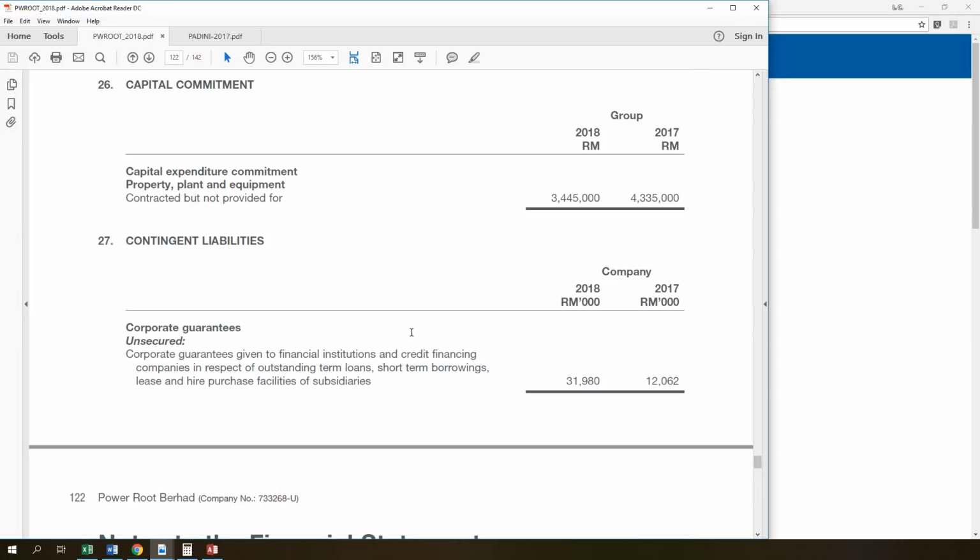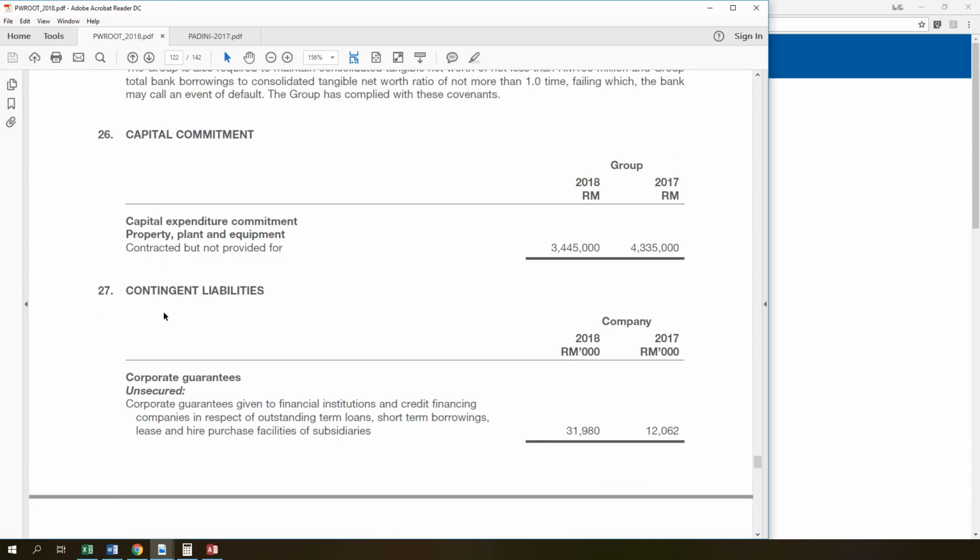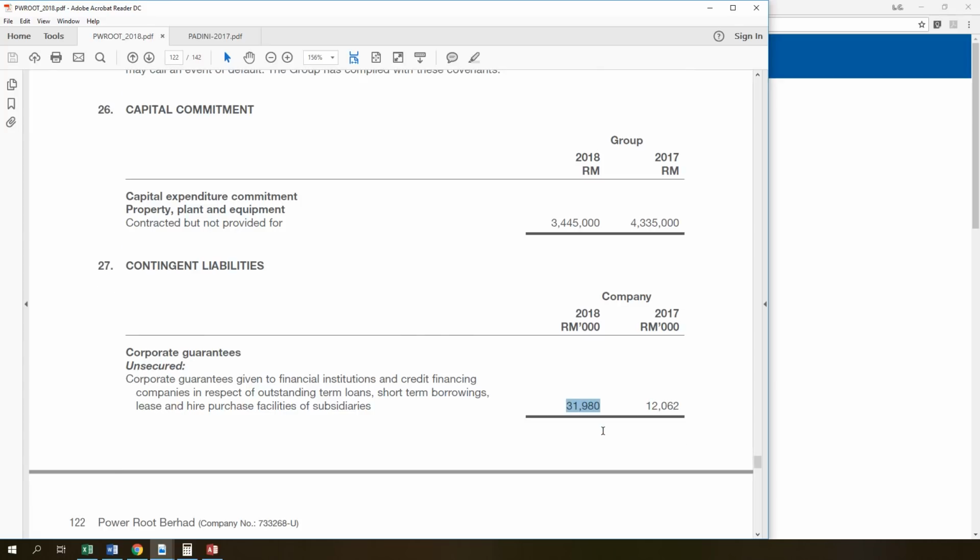Okay, capital management we can skip. Capital commitment. This is related to capex. Okay. Contingent liabilities. Alright, amount is 31 million. Actually, this is guarantees for loan. I don't think Power Root will default.